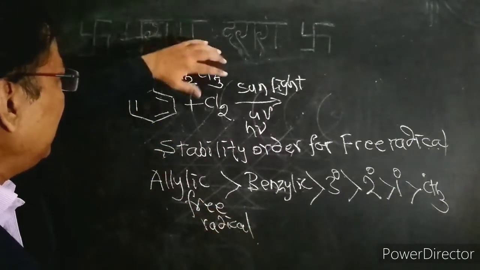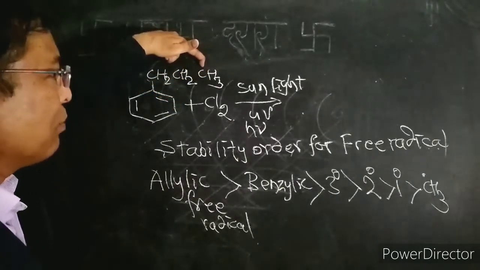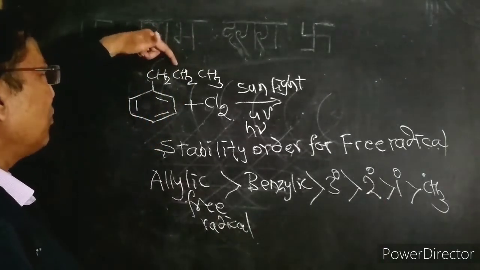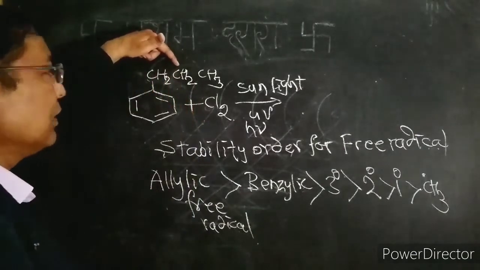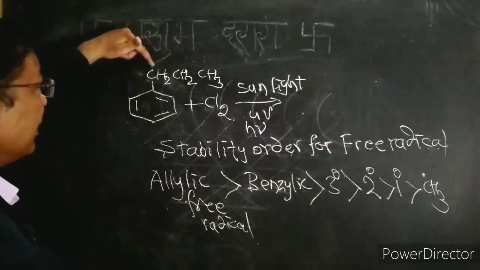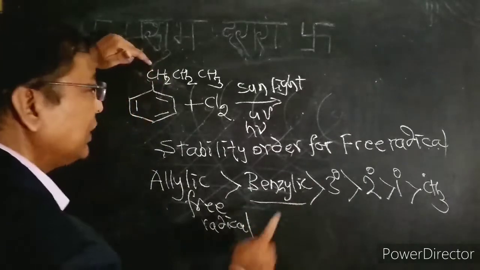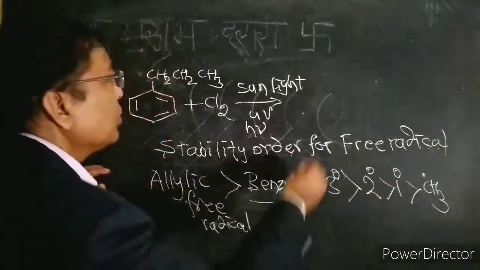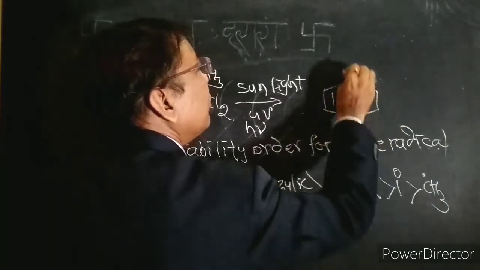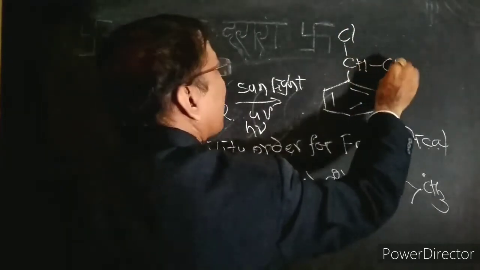If in this question the free radical is formed here, it is a primary free radical, which is less stable, and if the free radical is formed here, the chlorine can attack this secondary free radical, but the secondary free radical is less stable. And if the free radical is formed on this carbon atom, that is the benzylic free radical, which is more stable than secondary and primary. So chlorine will attack this carbon atom and we get a product like this.